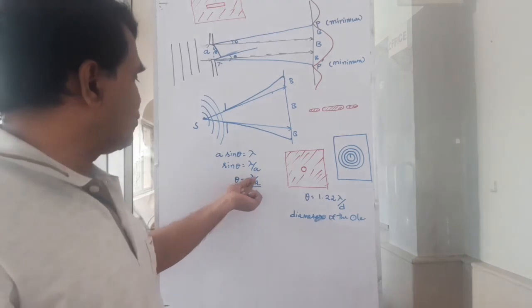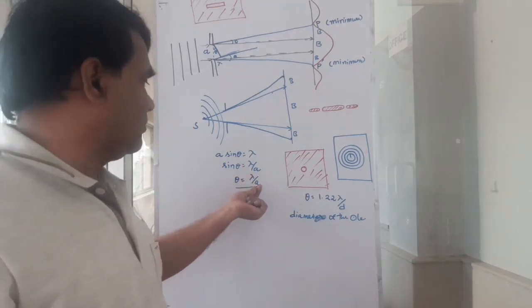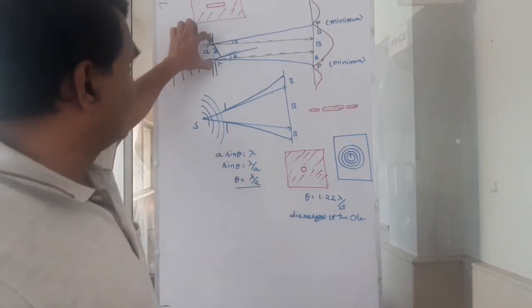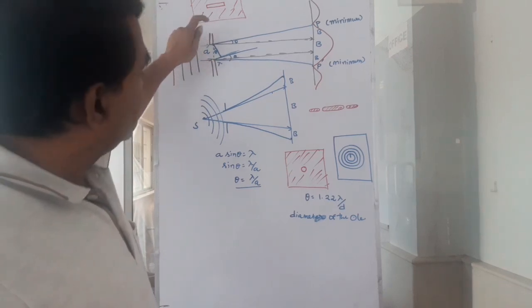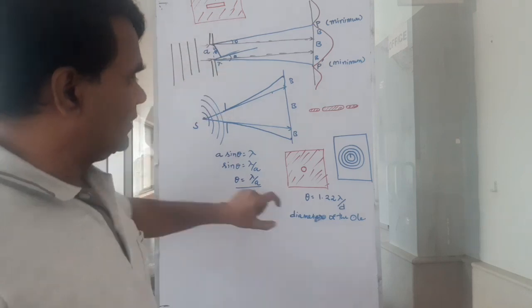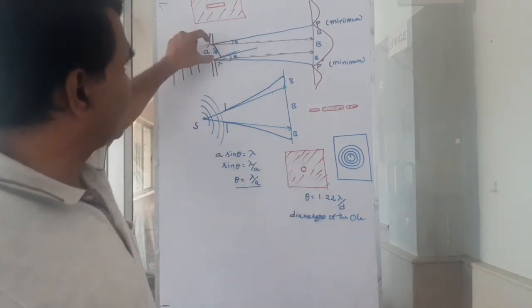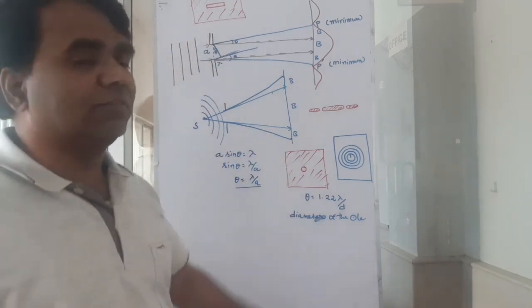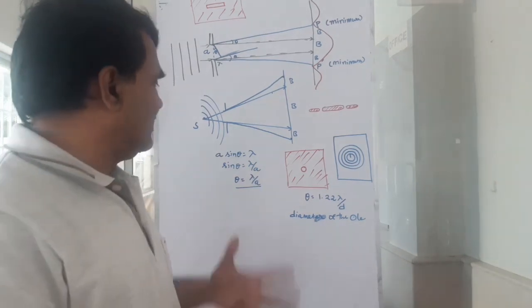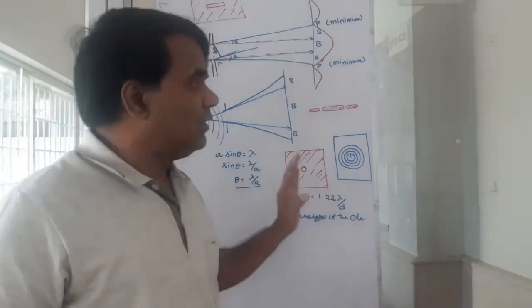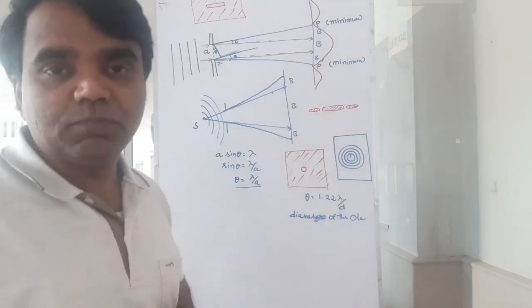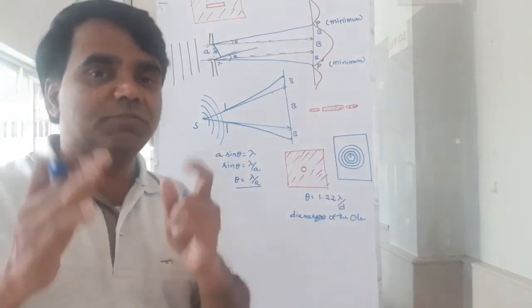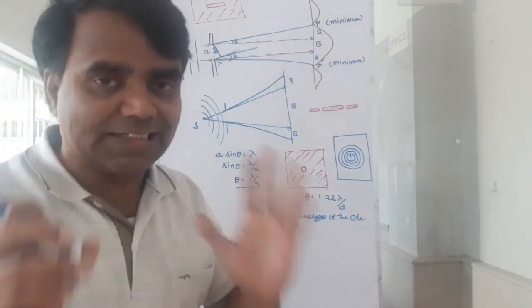But here theta is 1 into lambda by a, where a is the width of the slit. Here it is 1.22 lambda by the diameter of the slit. So the ratio is based on 1.22. It's easy for you to remember this. The proof of this, the derivation of this, is not needed for you. It's beyond your scope, it's not even mentioned in your book, so we're not getting into that.